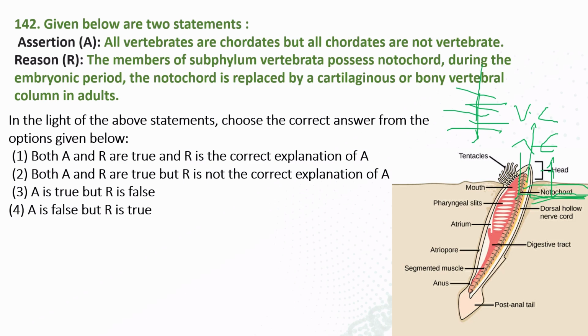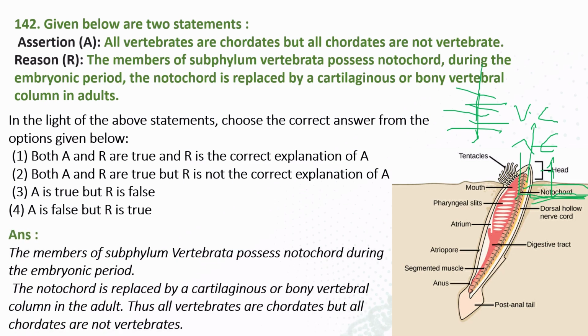Okay, so the reason is obviously correct here, and the assertion is also correct, so you can say that both assertion and reason are correct. That's why it is the correct explanation. Why? Because normally it is replaced by the notochord, so obviously they are not chordates themselves. That's why this is the correct explanation.